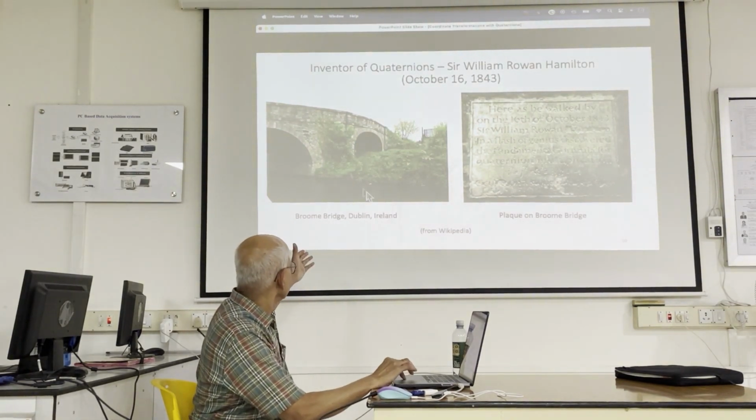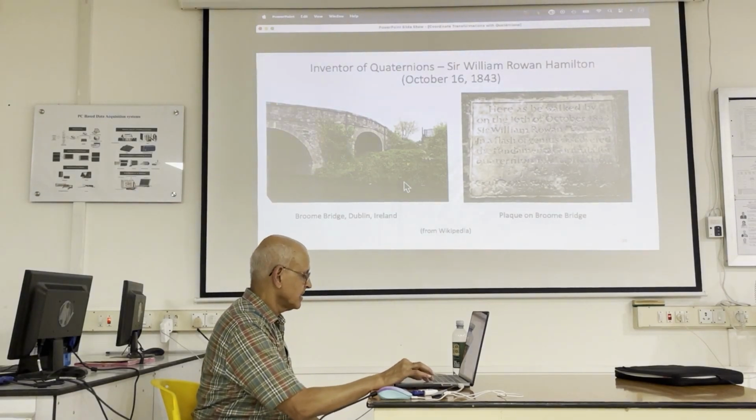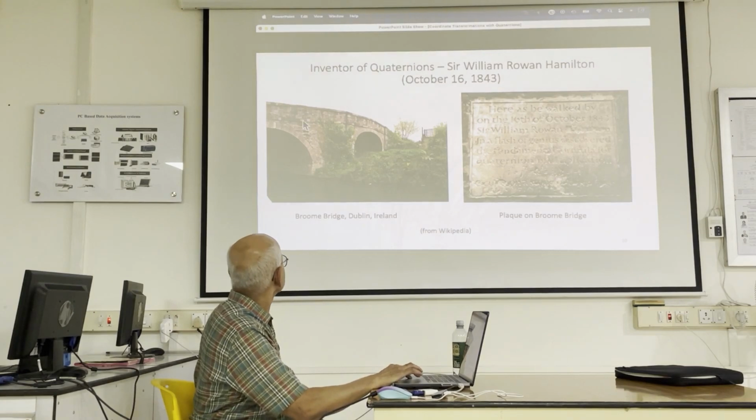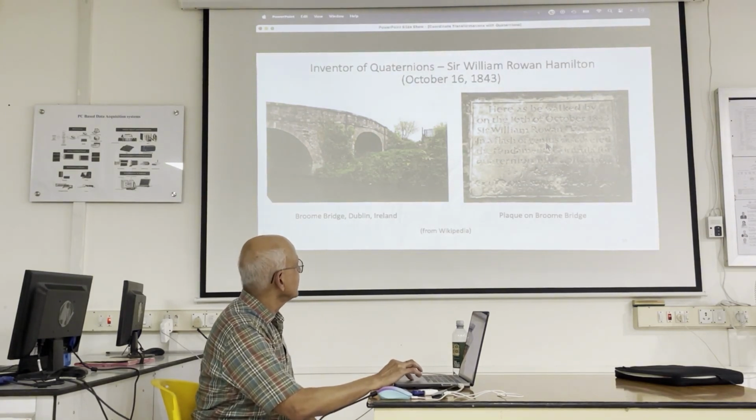So this is a famous bridge. If you ever go to Dublin, Ireland, you should visit this bridge because the plaque is on the side somewhere here. You can see it's a bit weathered. He was one of the greatest mathematicians of all time, Hamilton.